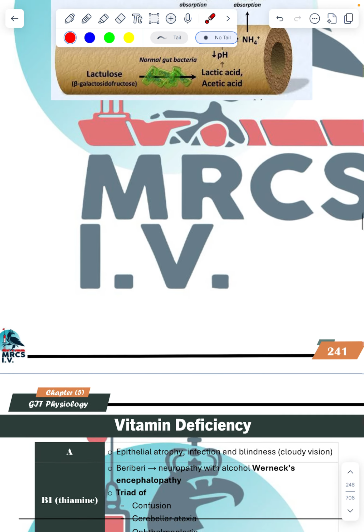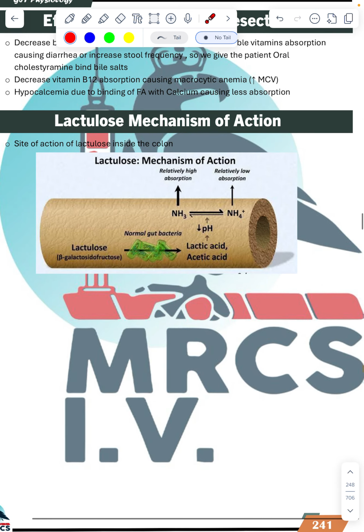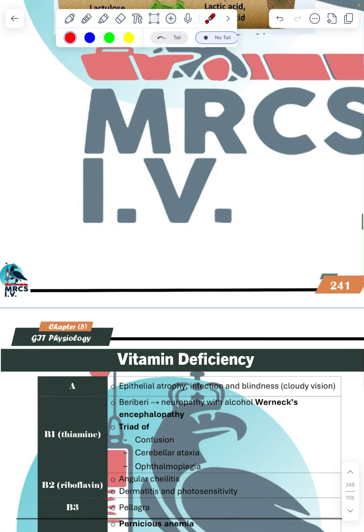What is the mechanism of lactulose? It acts in the colon and is not absorbed in the colon. The site of action is basically the colon. Lactulose with normal bacteria produces lactic acid.